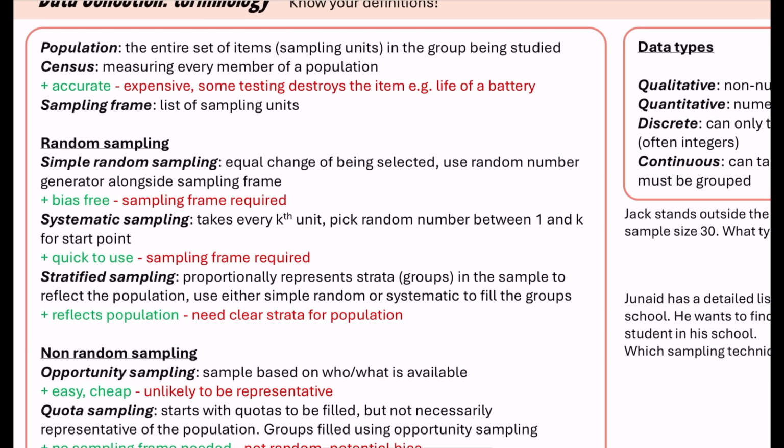But there are some other disadvantages. This is what we mean. A green part is what I've put as an advantage and a red part is a disadvantage.